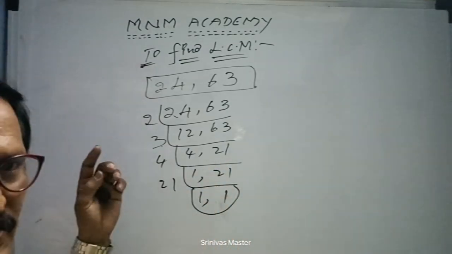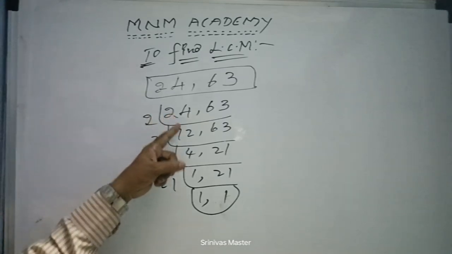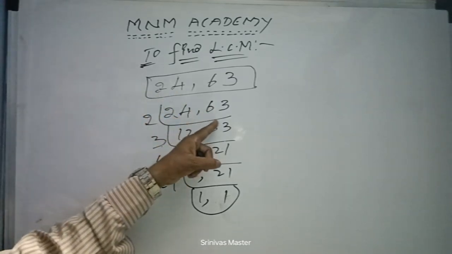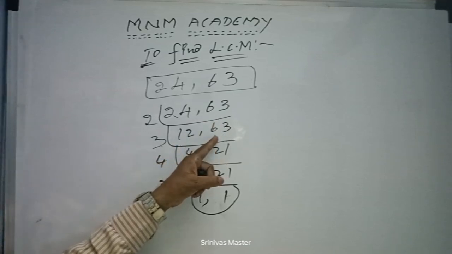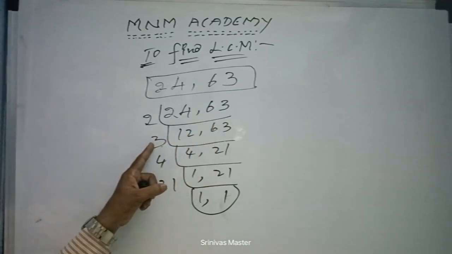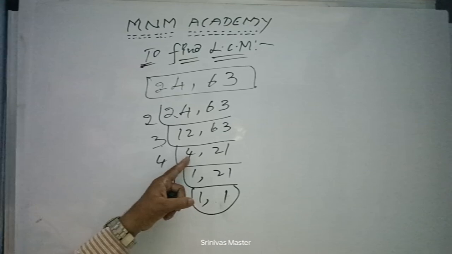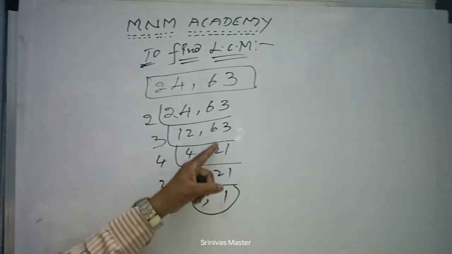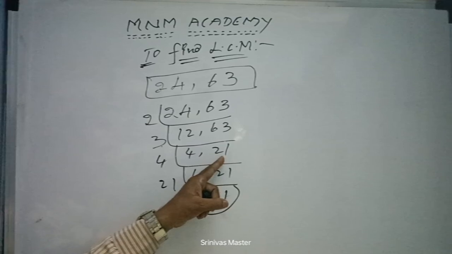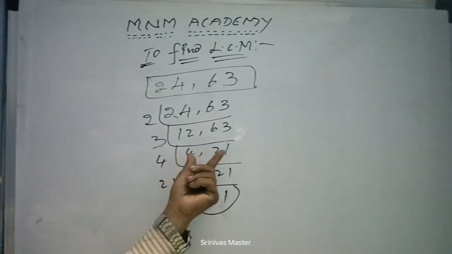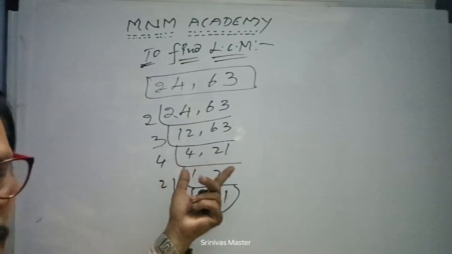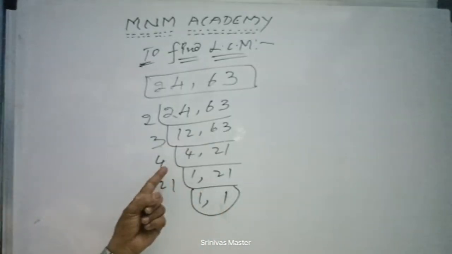Just to remind you: 2 in 24 is 12 times, which means 12 2s are 24. 2 won't go in 63, hence we write it as usual. Next, the 3 table will go in 12 four times. The same time 3 also will go in 63, 21 times. That means 2 3s are 6, 1 3s are 3. For 4 and 21, the division can be completed till here. Still, if you want to get 1 and 1, you can continue.